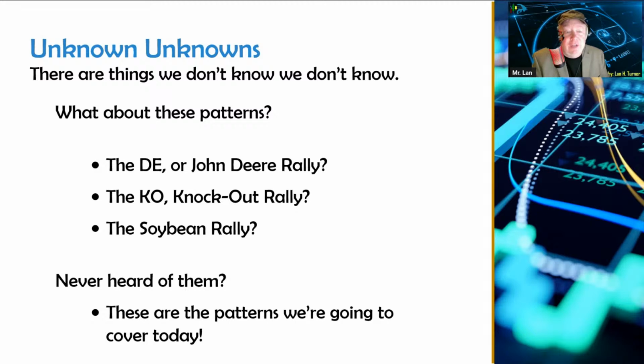What about these patterns? Have you ever heard of the DE or the John Deere rally? Never heard of that one. What about the KO or the knockout rally? KO is the symbol for Coca-Cola, right? So have you ever heard of the Coca-Cola rally? No? How about the soybean rally? That one doesn't have a cool name, we've got to make up a cool name for it. Have you ever heard of it? No, never heard of them. These are the patterns we're going to talk about today. Today, we're going to talk about the unknown patterns.